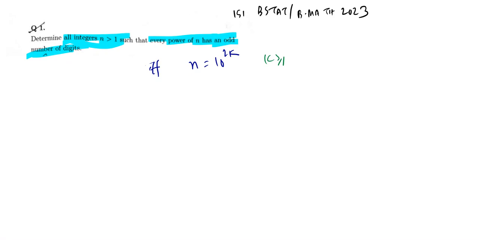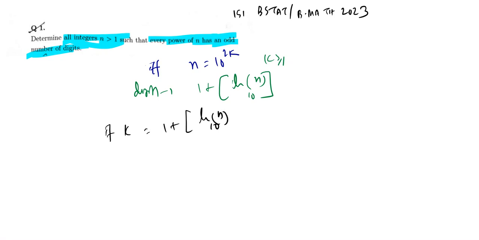Now we note that the number of digits of an integer n greater than 1 is exactly 1 plus log n base 10. Indeed, अगर मान लीजिए number of digits k हो गया, then 10 to the power k minus 1 less than equal to n less than equal to 10 to the power k. अब n has exactly k digits है मान लीजिए.